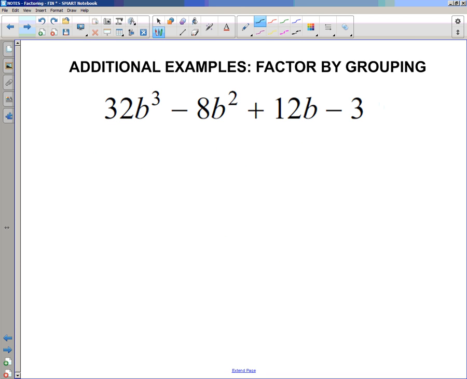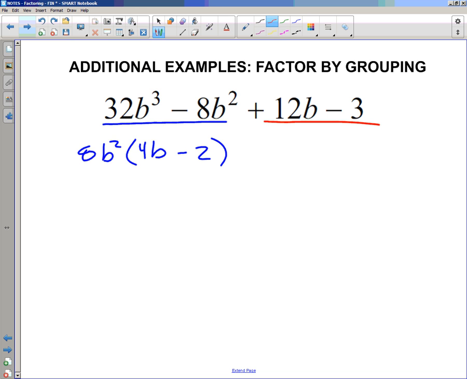Second example, let's go ahead and group up our first 2 terms and factor out a GCF. 32 and 8 are both divisible by 8. And we got a couple of b's we should be able to pull out of each of those 2 terms. When I factor out an 8b squared, we'll be left with a 4b minus 2. All right, so second and last 2 terms, we're going to factor out a GCF, 12b and 3. 12 and 3 are both divisible by 3. And that's all we're going to be able to pull out here.